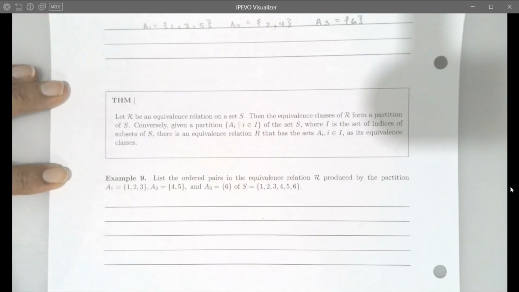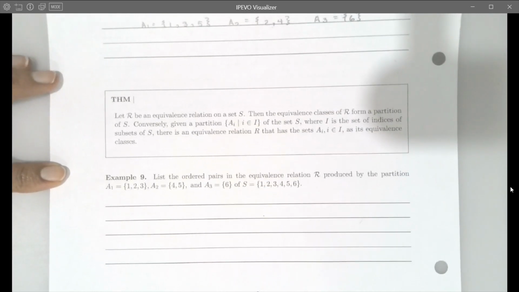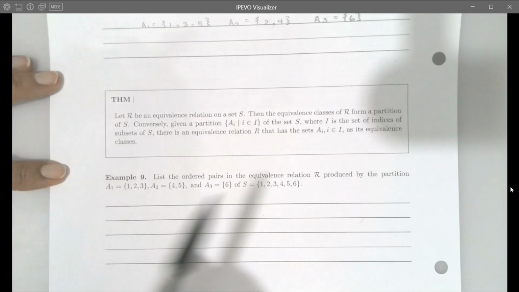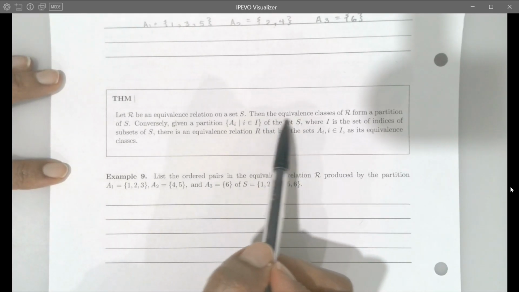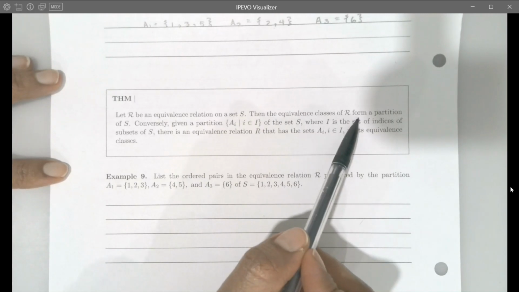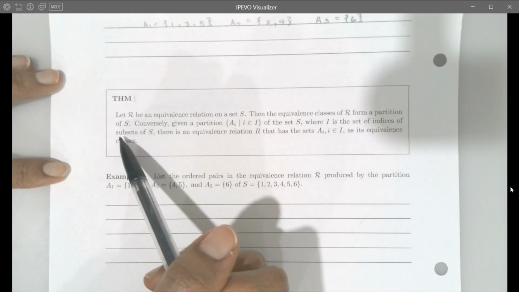The theorem says, let R be an equivalence relation on the set S. So that means that the relation has to be reflexive, it has to be symmetric, and it has to be transitive. And we can think of S as being our domain. Then the equivalence classes of R form a partition of S.